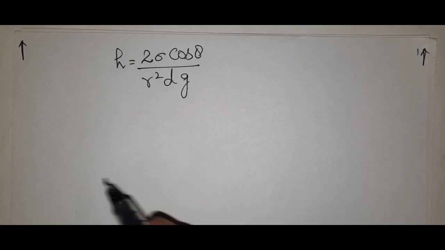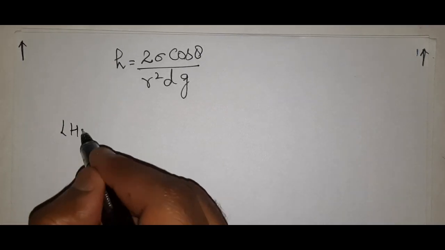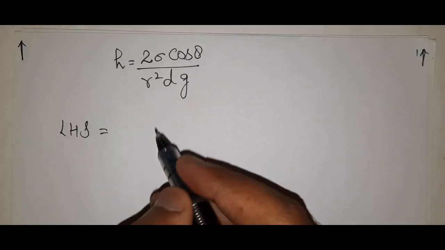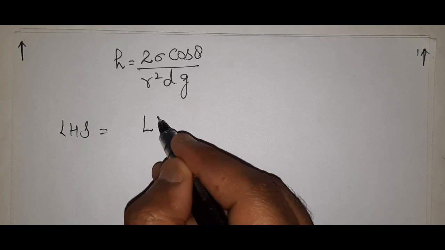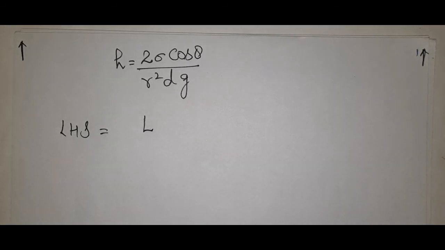Okay. Now taking the left hand side. Left hand side is height. So height will be measured in terms of length, L raised to the power 1 only. This is your left hand side. Now the right hand side.